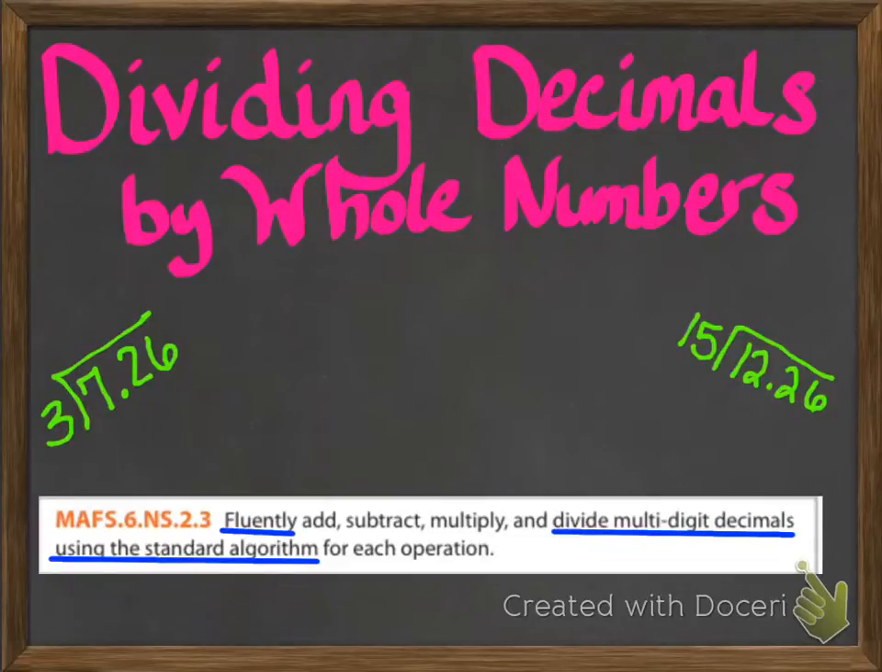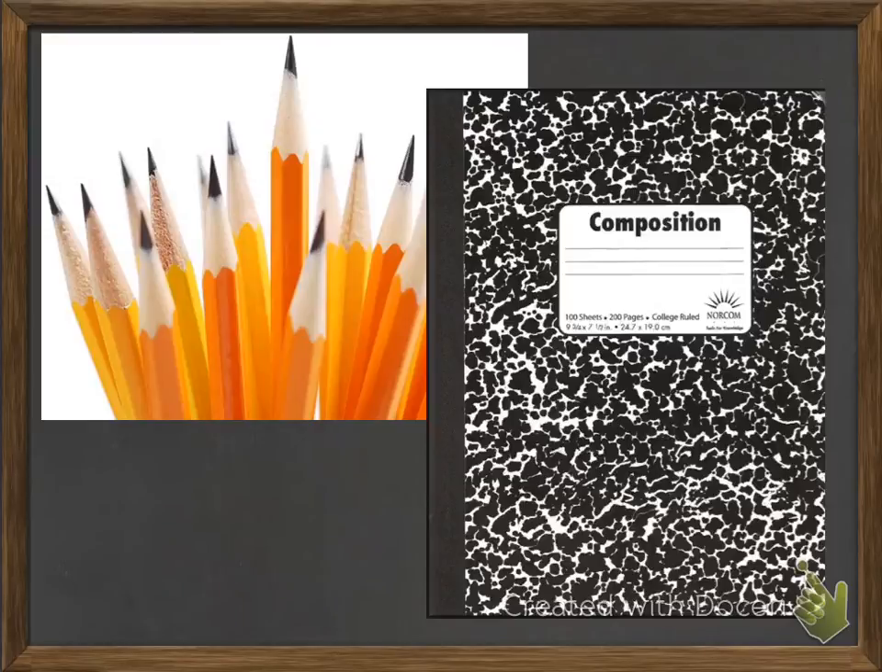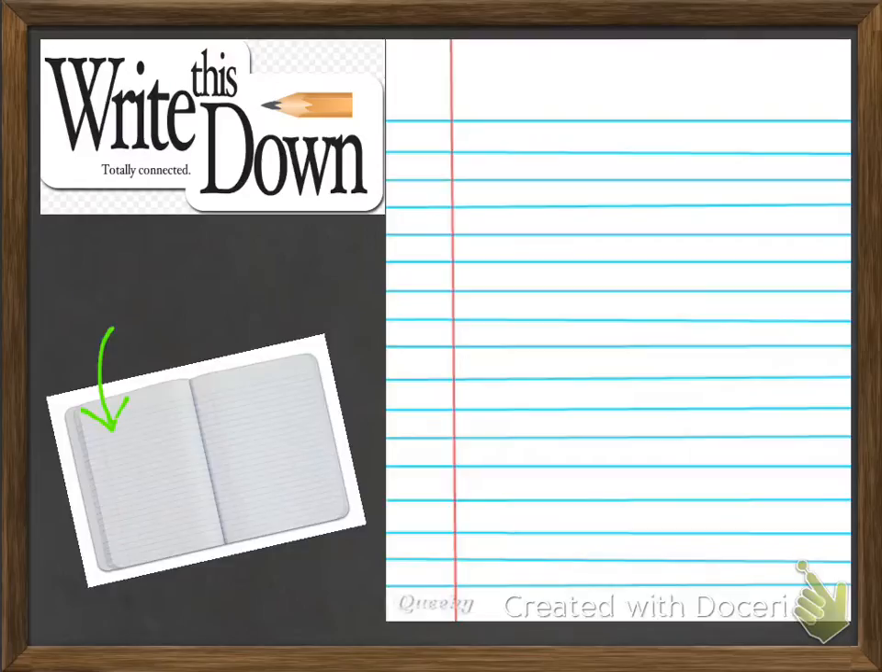Hi, welcome back. This next lesson is on dividing decimals by whole numbers. So we're still working with the Math Florida Standard 6.NS.2.3, and the part of it that we're working on is fluently dividing multi-digit decimals using the standard algorithm. So what you're going to need, of course, is the usual, your composition notebook and a sharpened pencil.